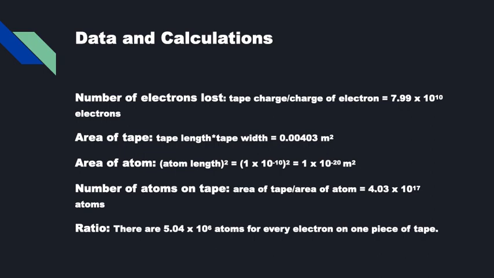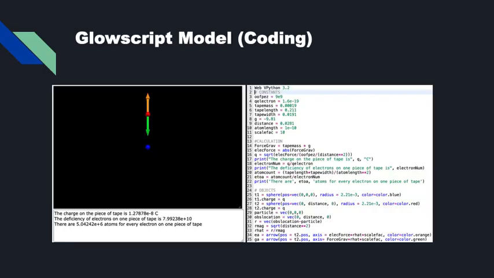Data and calculations: the number of electrons lost was the tape charge divided by the charge of an electron, which was 7.99 times 10 to the 10 electrons. The area of the tape was 0.04 meters squared. The area of the atom was the given atom length squared, which was 1 times 10 to the negative 20 meters squared. And the number of atoms on each piece of tape was the area of the tape divided by the area of the atom, which was 4.03 times 10 to the 17 atoms, and the ratio was 5.04 times 10 to the 6 atoms for every electron on each piece of tape.